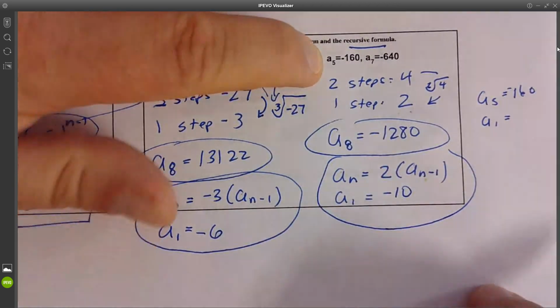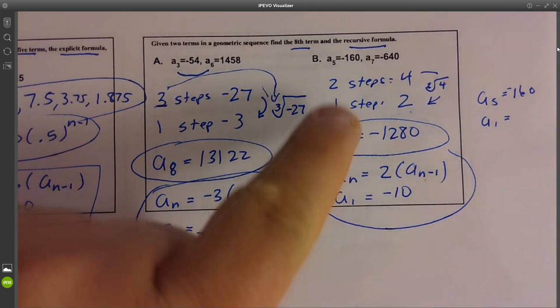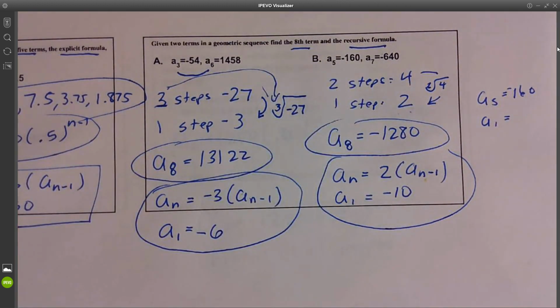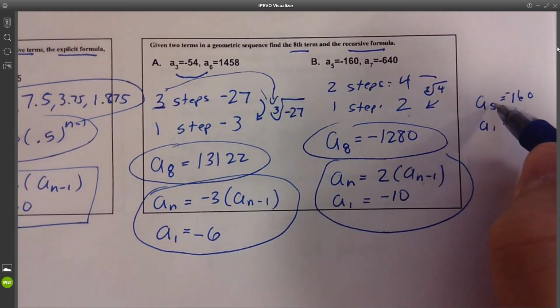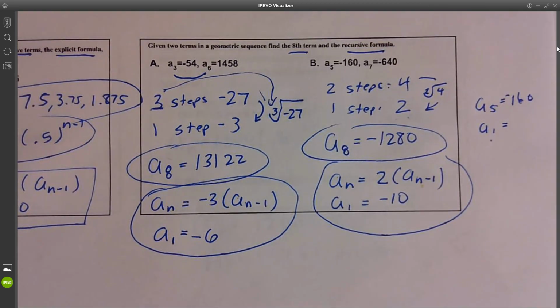We really didn't need to know that because we could have just taken those steps back. But if this was like the 27th term, we wouldn't want to have to do 26, 25, and so forth. Okay. A mistake that I would imagine people would make is taking this back 5 times. We don't want to go back 5 times. We want to go back 4 times because we want a sub 1. Okay.